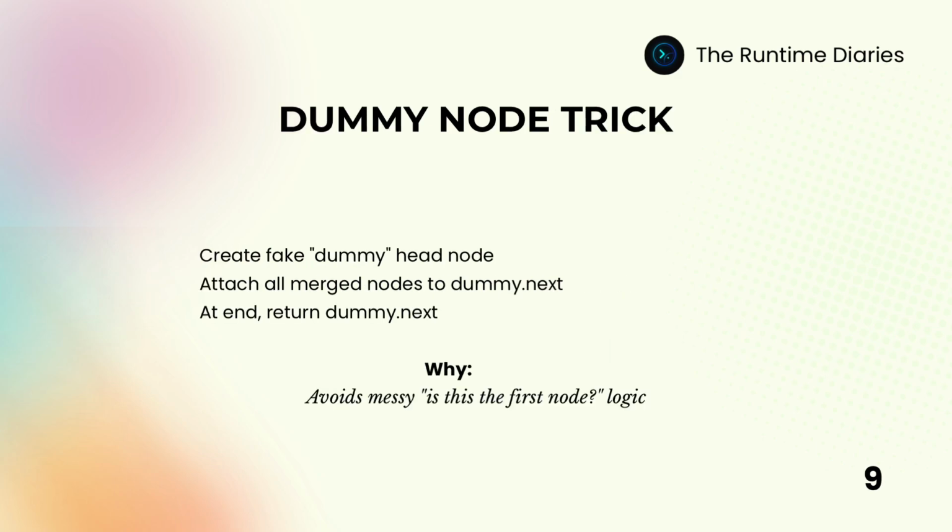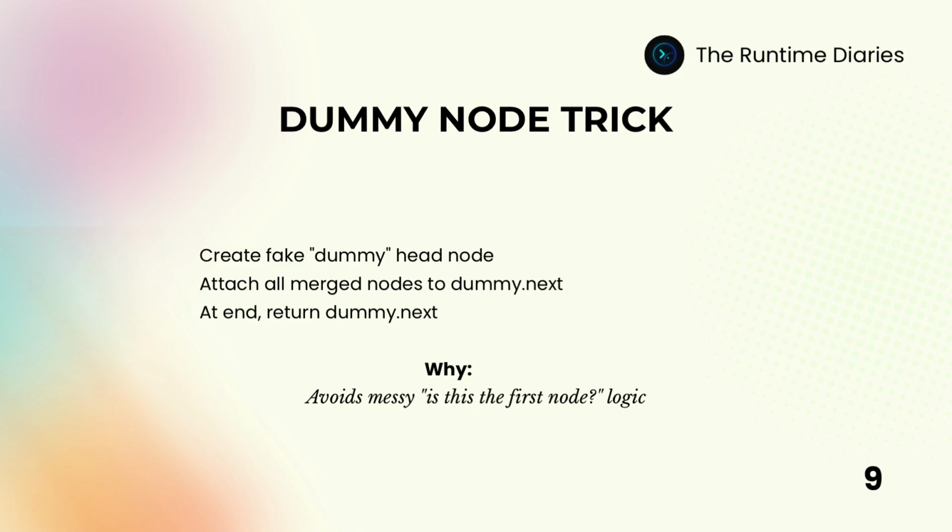The most important trick in this problem is the dummy node. Let me explain why it matters. When you're building a new linked list from scratch, you have a problem. Where do you start? The first node you attach becomes the head of the list. But handling that first node requires special conditional logic. Like, if this is the first node, set head to this node. Otherwise, attach it to the previous node.